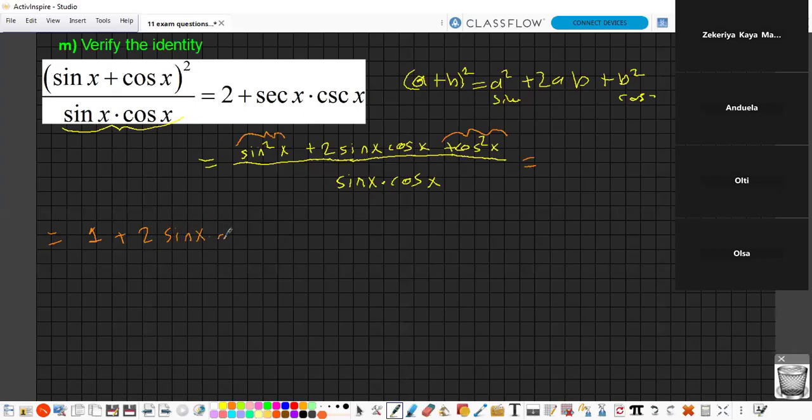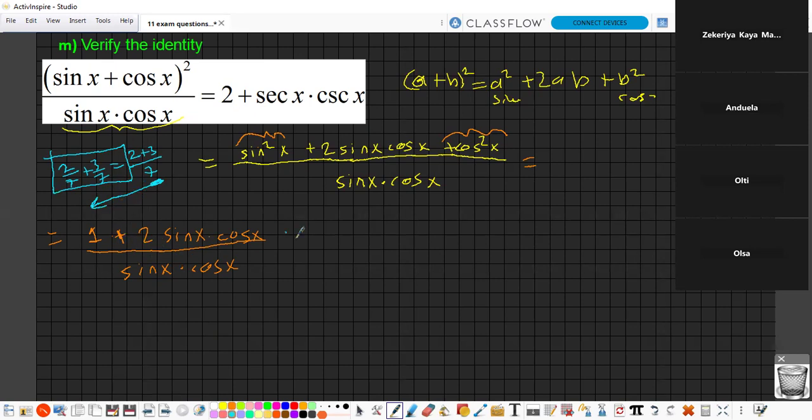2 sine x times cosine x, we will have over sine x times cosine x. So right now we need to separate them. There is addition of two things over there, you see. We are going to separate that plus in here. Let me remind you with some numbers. If it is 2 over 7 plus 3 over 7, how do you add them? You add 2 plus 3 over 7. So we are going to do this similar operation from the answer backward.